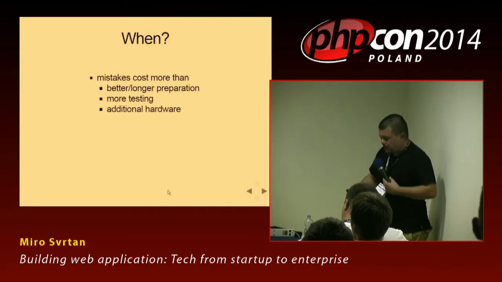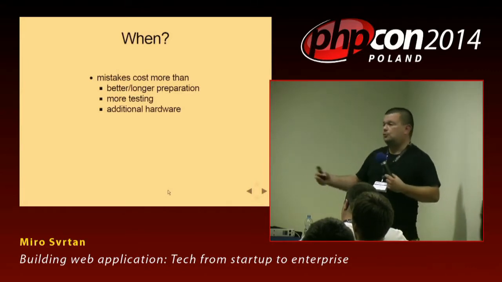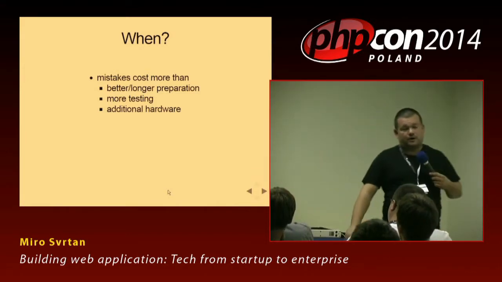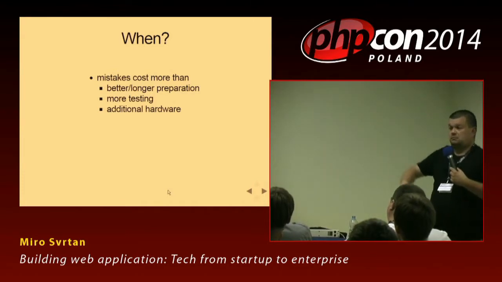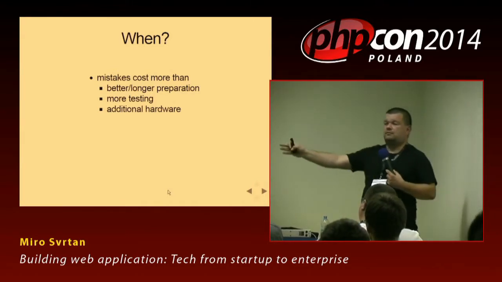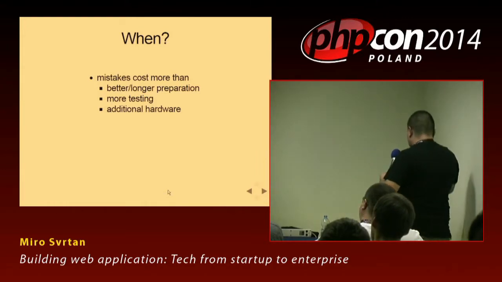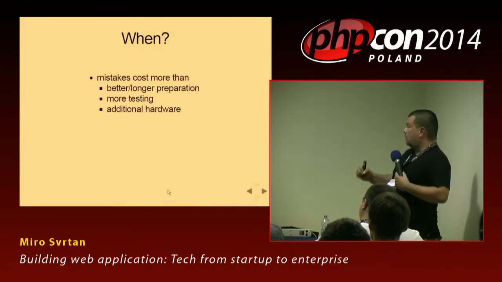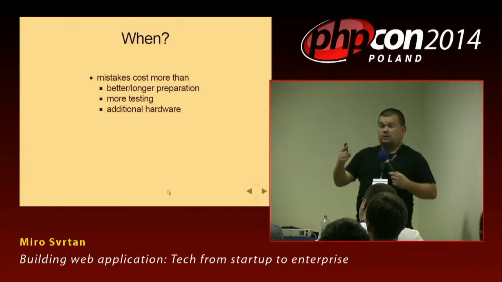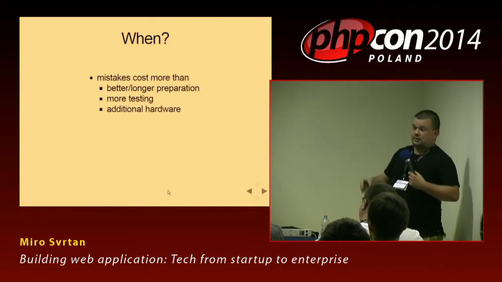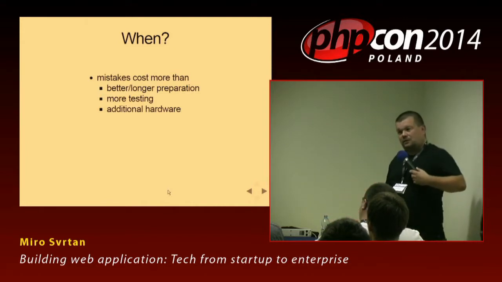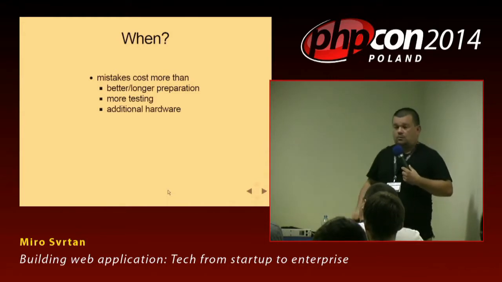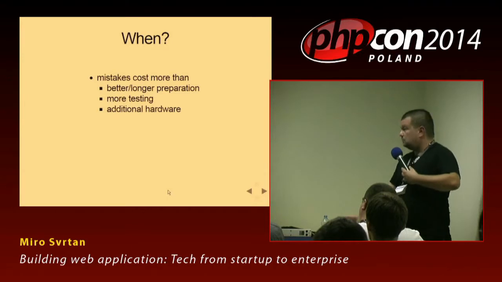So you become an enterprise when those mistakes start costing you more than a longer preparation, more testing, or just buying some additional hardware to have around and just keep it. Not even using it, but if something dies, you have a server on hand. And when I'm saying costs, I'm not saying money. It's not only money. It can be your pride, because you don't want to be that developer who's constantly producing new bugs. You don't want your brand or a client's brand recognition to go down, because, well, you want to lose money.